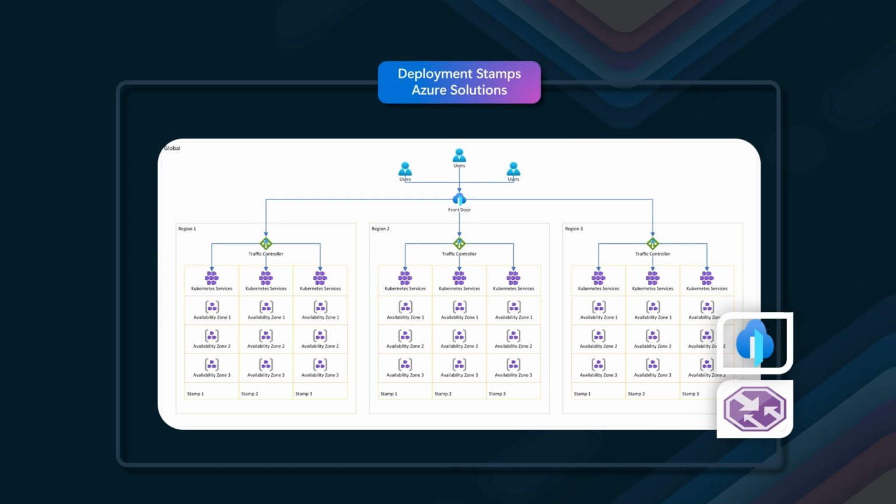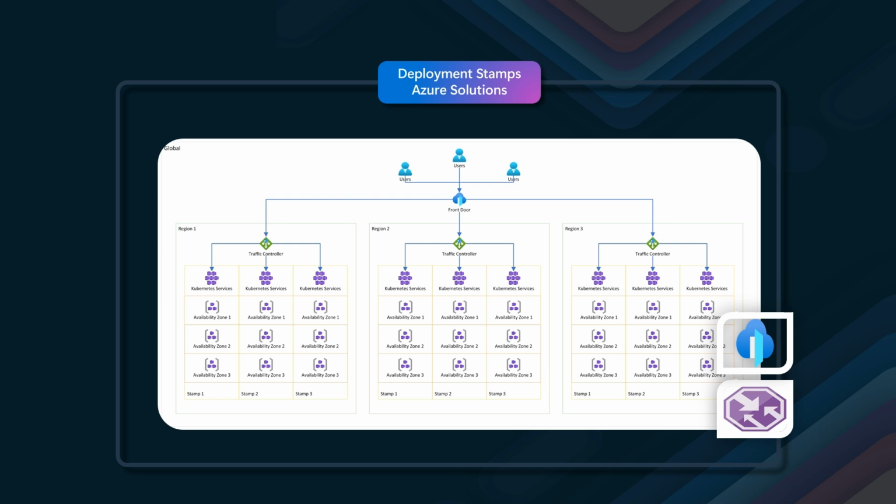So let's take a look a bit more into the deployment stamps as well. This core concept involves the use of multiple deployment stamps within a single region. Each stamp is a self-contained unit consisting, in this case, of Kubernetes services and various availability zones. This diagram illustrates three regions, each with multiple deployment stamps. Within each stamp, services are deployed across multiple availability zones, providing redundancy and fault isolation. This setup ensures that if one zone or stamp experiences issues, the others can continue to operate without disruption.